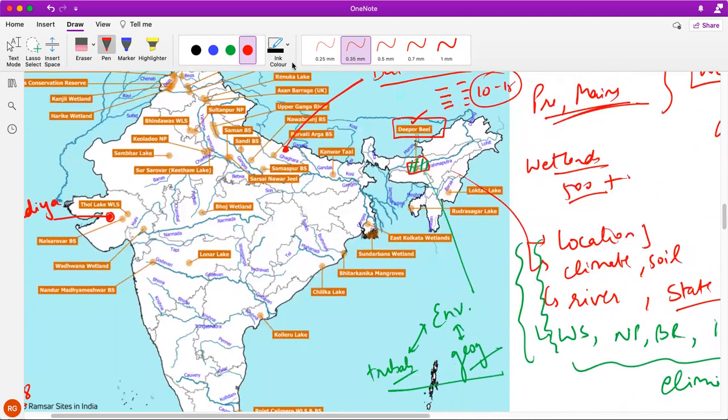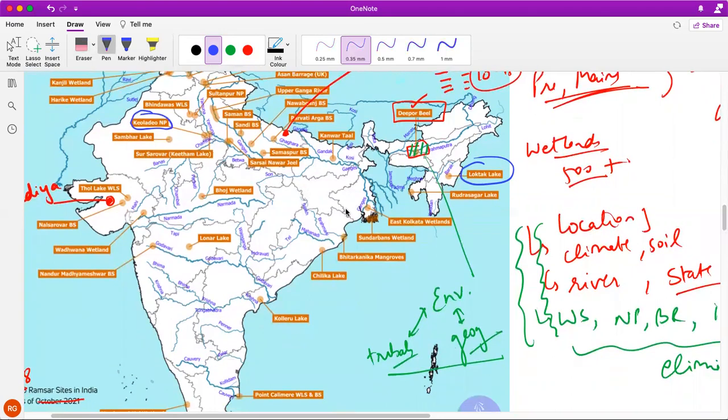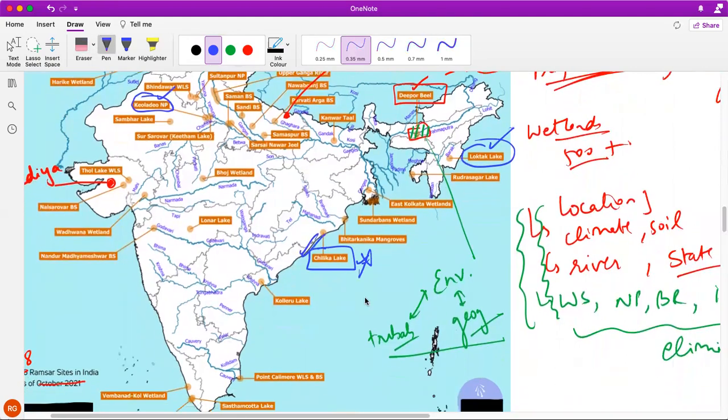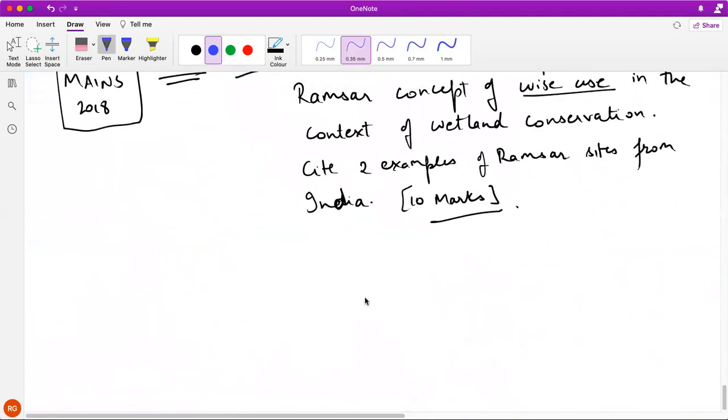One is Loktak Lake in Manipur, and another one is Keoladeo National Park. This is in Rajasthan. Okay, Chambal area. Earlier, Chilika Lake was also there, but now it is no more. So only two are there, Loktak and Keoladeo. But UPSC can ask this question also. So earlier, Chilika Lake was also there.